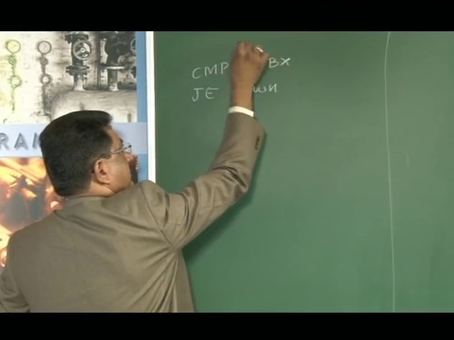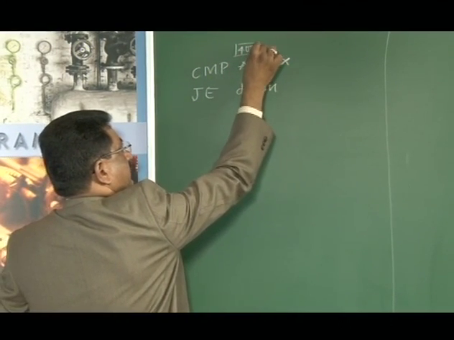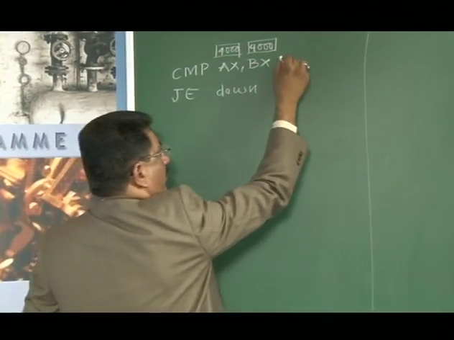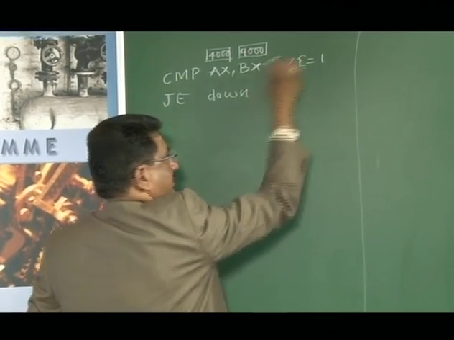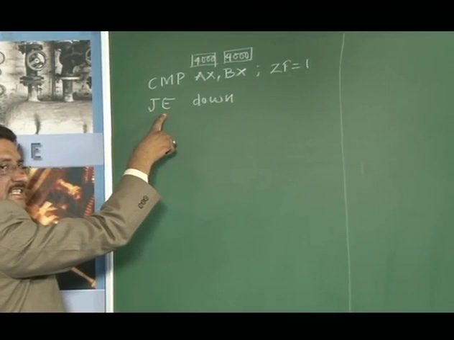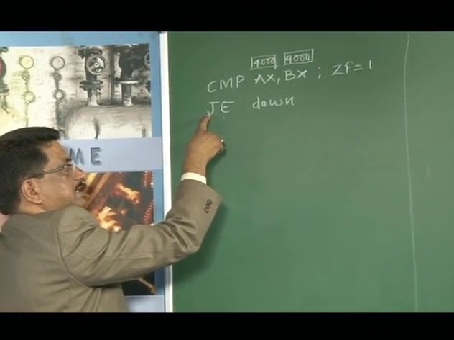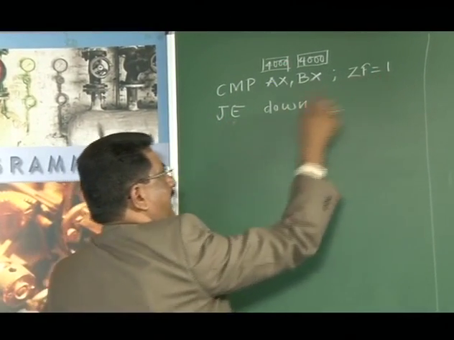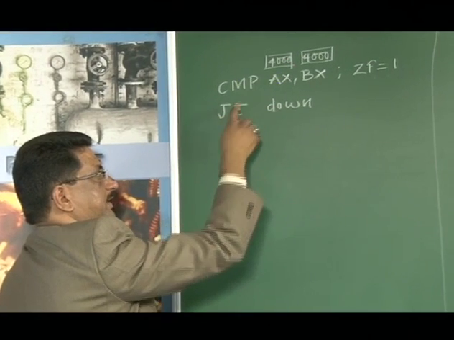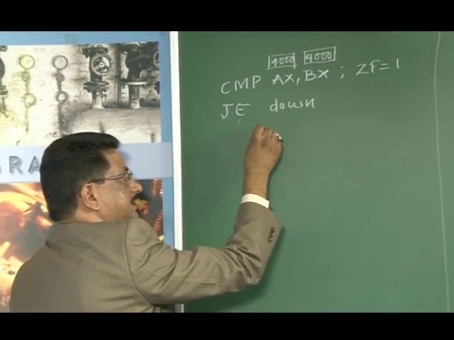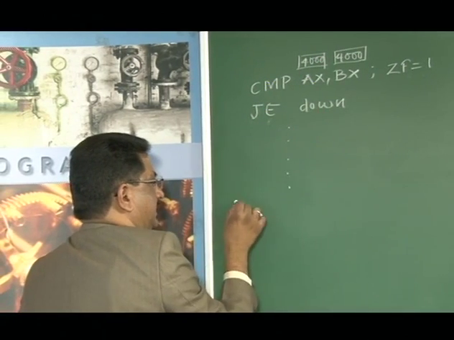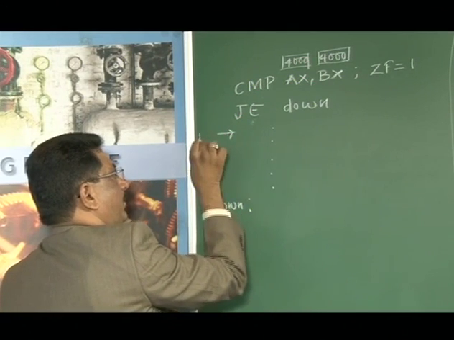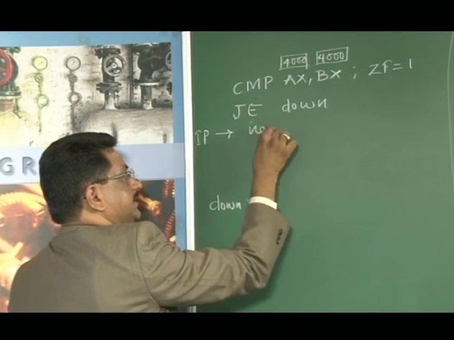Assume that the content of AX is 4000 and the content of BX is 4000. So, 4000 is equal to 4000, what will happen? The zero flag will be set to 1. Now this zero flag is checked here. So jump if equal is also called jump if zero. Once there is a setting of the zero flag by the previous arithmetic or logical operation, the control gets transferred to the relative address, and that relative address will be somewhere down here. Now what will happen is IP will be pointing to the next instruction here. So this is the next instruction.